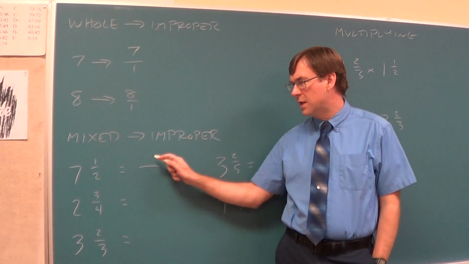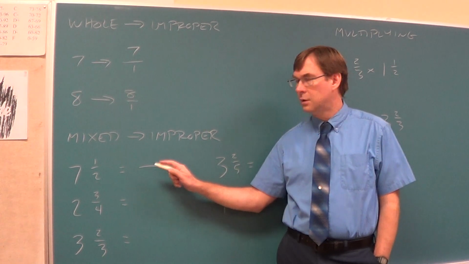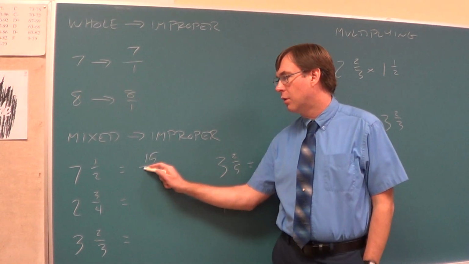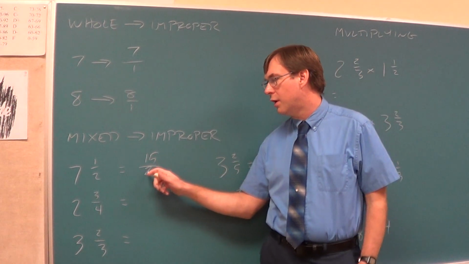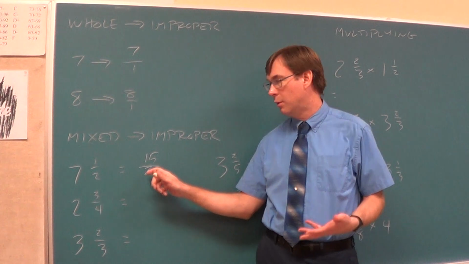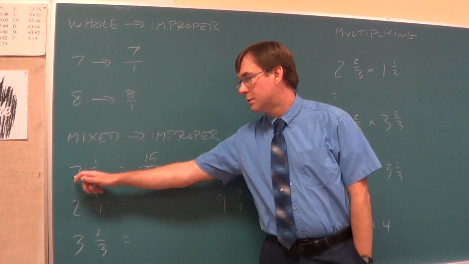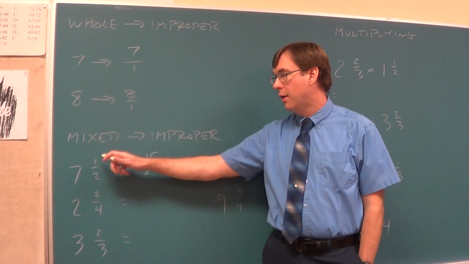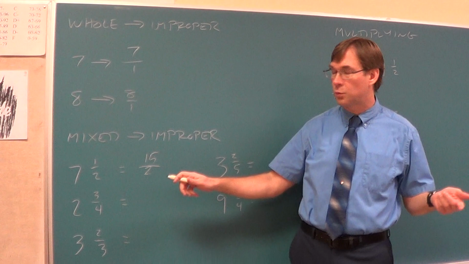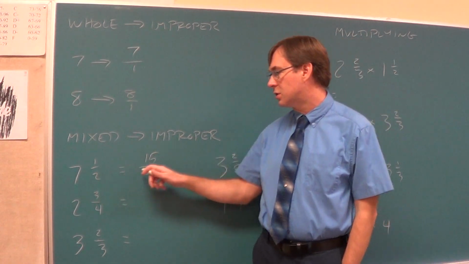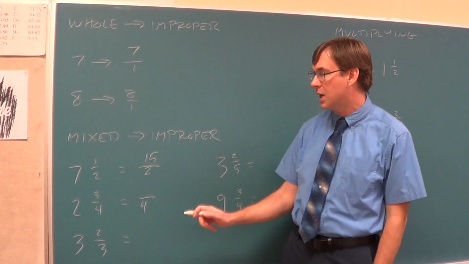Okay, so what do you think this should turn into? 15 over 2. This is 15 over 2, and everything you said just now was correct. 15 over 2, if we did have to fix this like we've been doing, you would take 2 into 15, which goes 7, and you're left over with 1. But the bottom doesn't change. When we reverse this, we're not going to change the bottom. If this has a 2, this has a 2. If this has a 4, this has a 4.